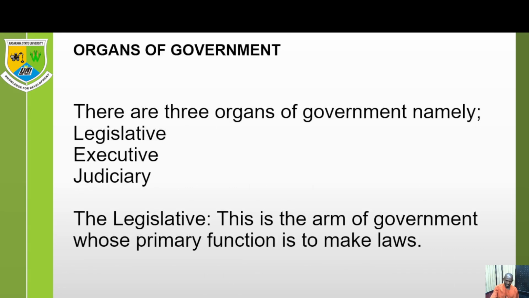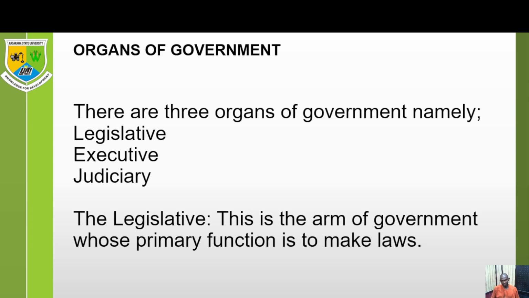As I've mentioned earlier, we are going to look at the 3 organs of government, because in every government you must have the 3 organs, and the 3 organs are legislative, executive, and finally the judiciary. It is expected at the end of this class, students, that you should be able to know what government is, and equally explain the 3 organs of government: the legislative, the executive, and the judiciary.